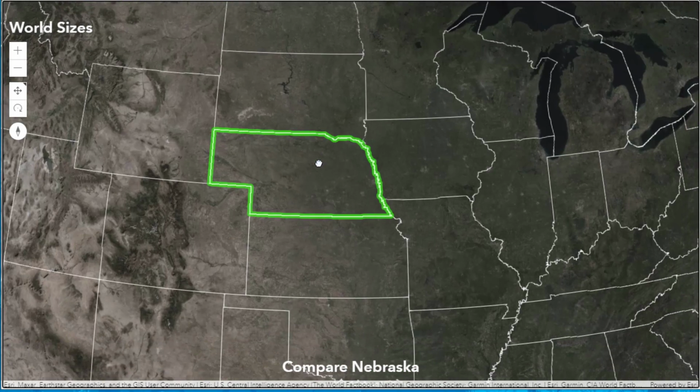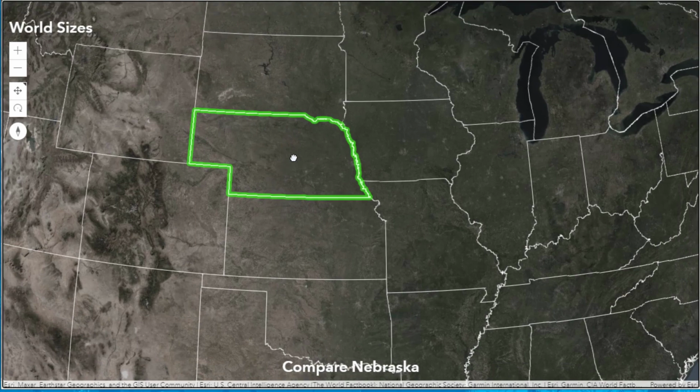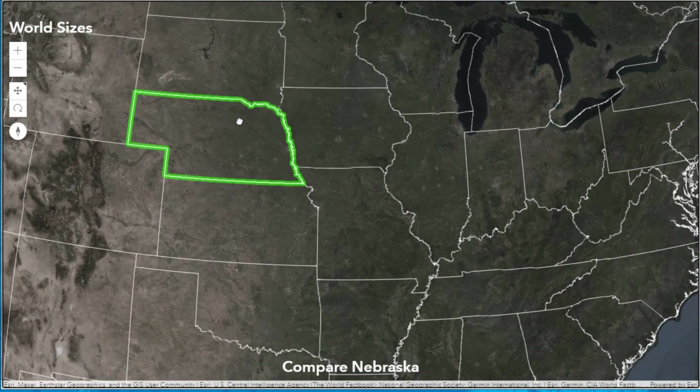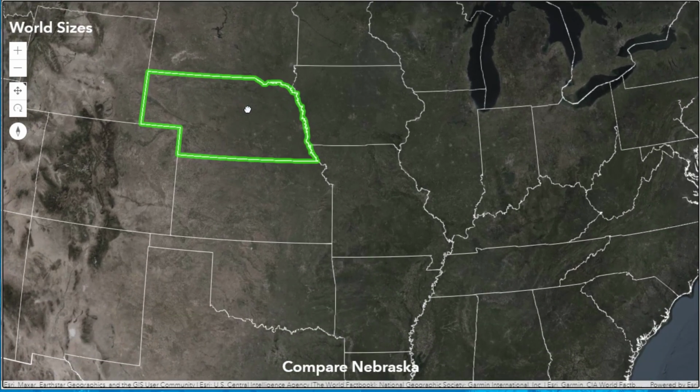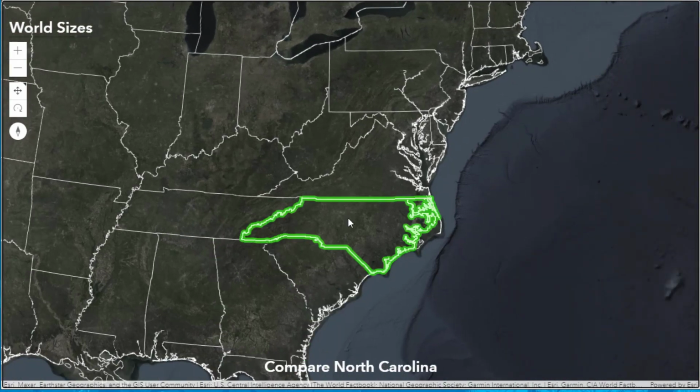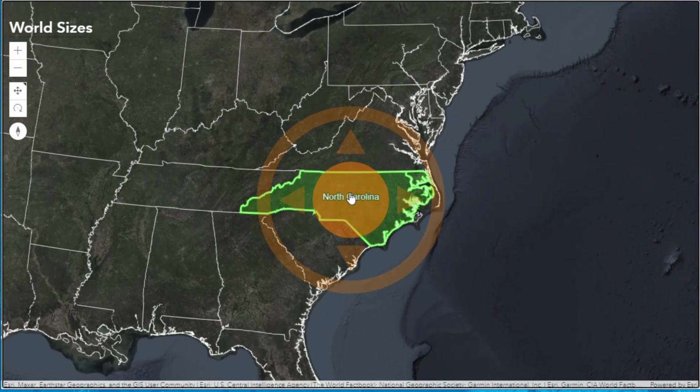Let's look around at some other states. What about, speaking of north-south, what if we compared South Carolina to North Carolina? Now that's a bit more obvious than South and North Dakota. South Carolina is obviously, even with the naked eye, smaller than North Carolina.